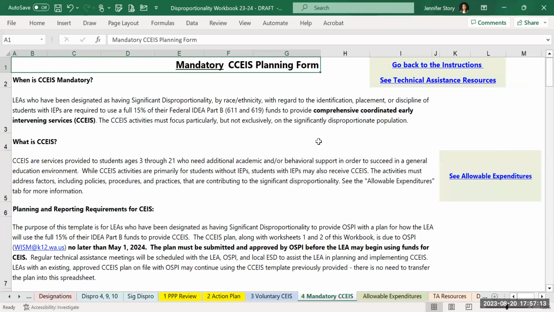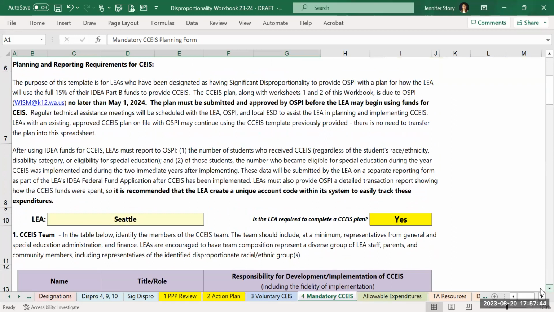Districts that have met the definition of significant disproportionality, which is a 3.0 risk ratio or higher for 3 years in a row, are required to use the full 15% of their federal funds to provide comprehensive CEIS, or CCEIS. So this is the planning form for completing CCEIS. Basically, you'll be submitting this plan by May 1st.